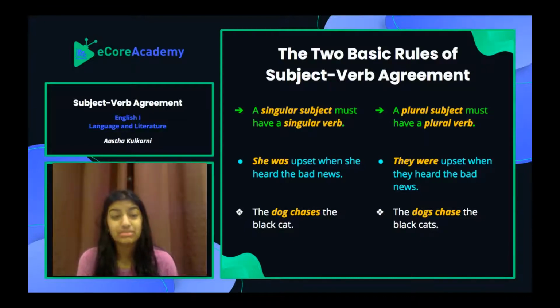And then again, the example on the right is just the same thing, but for a plural situation. So we have the dogs, a plural subject because it has an S at the end. Don't be confused with the action verb. That will not have an S at the end because action verbs for plural don't have an S at the end. So it would be the dogs chase the black cats.